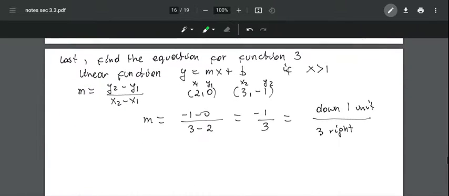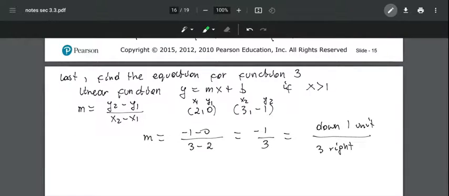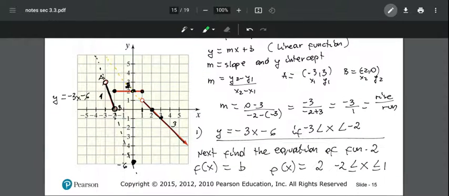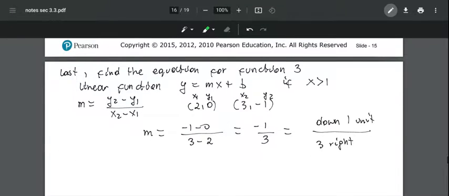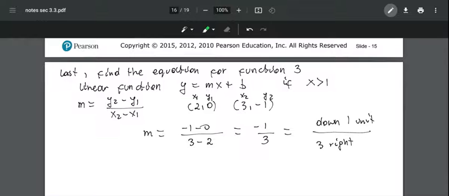So I will do the opposite. The slope is -1 over 3. So I will go up 1 unit and 3 to the left. From this point, I'm going up 1 unit, 3 to the left. 1, 2, 3. Something's wrong. Excuse me, it was a silly mistake. The slope is -1 over 1, which is the slope, it's -1.